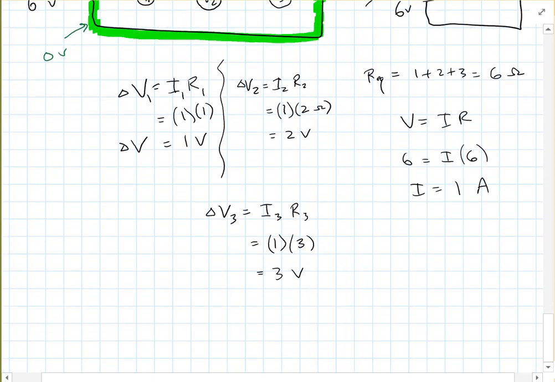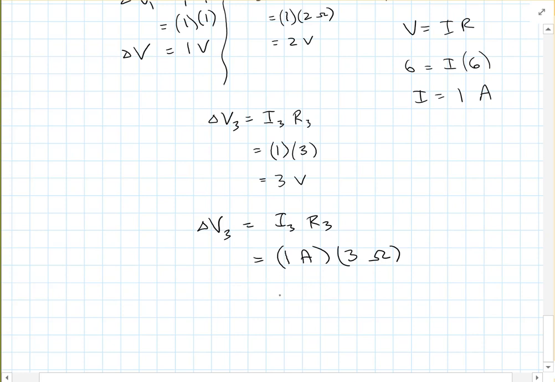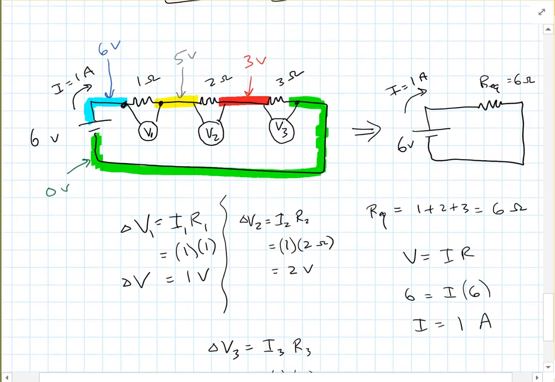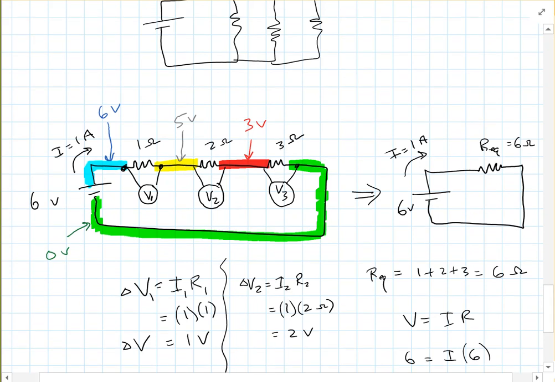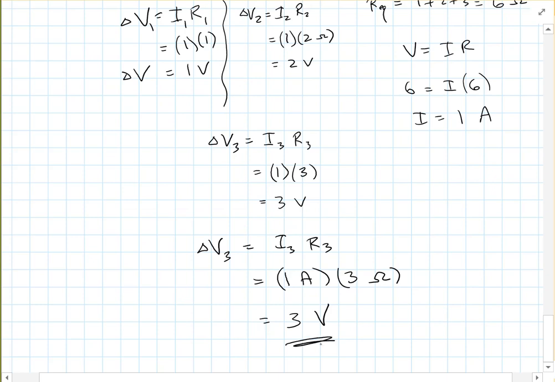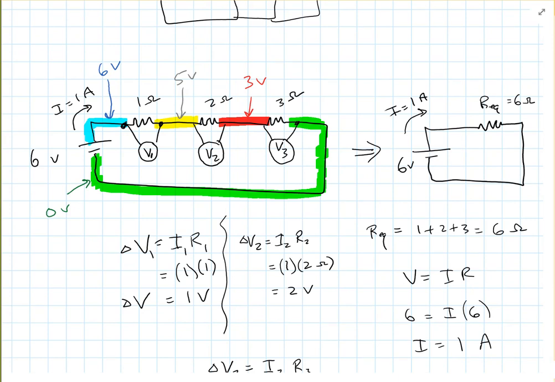Let me do one calculation here real quick with the units a little more clearly. Delta V3 is I3R3. I3 is 1 amp. R3 is 3 ohms. And we get tired of writing amp ohms all the time, so that's volts, 3 volts. Yeah, these are deltas, these are changes. So one side of the resistor has to be 3 volts higher than the other side. So that's why it just gives you the change in voltage across each one.